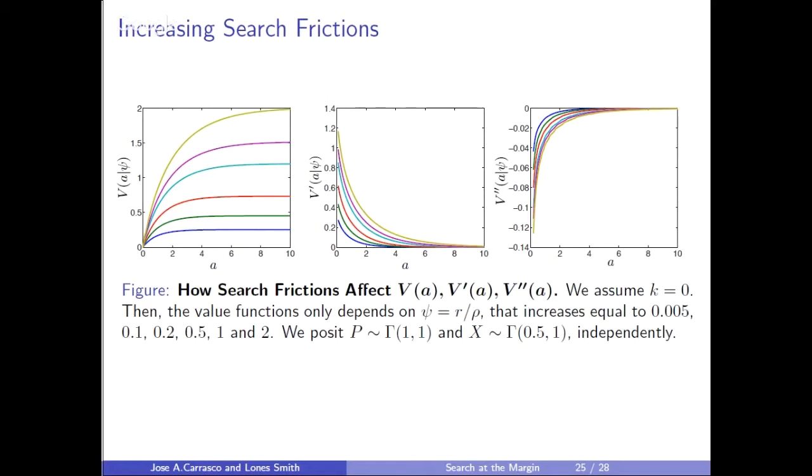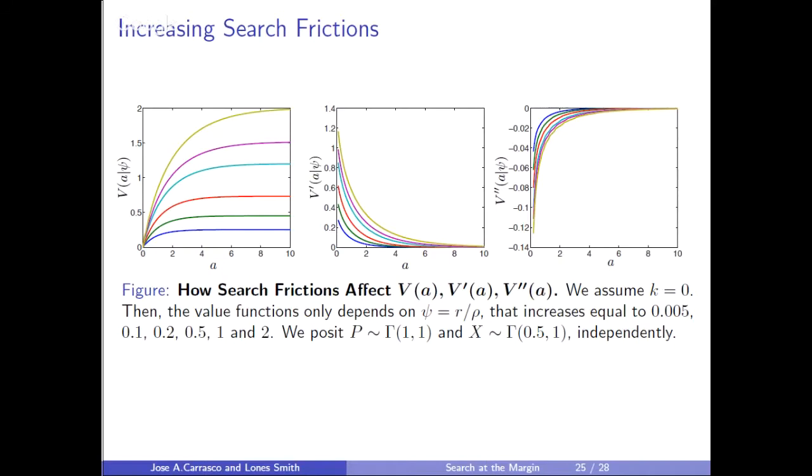as frictions increase, and frictions might increase by a higher discount or a lower meeting rate. So suppose it's harder to meet buyers, then your value goes down to the purple, then to the light blue, to the red, to the green, and to the blue. But not only the value falls, but also flattens, right?